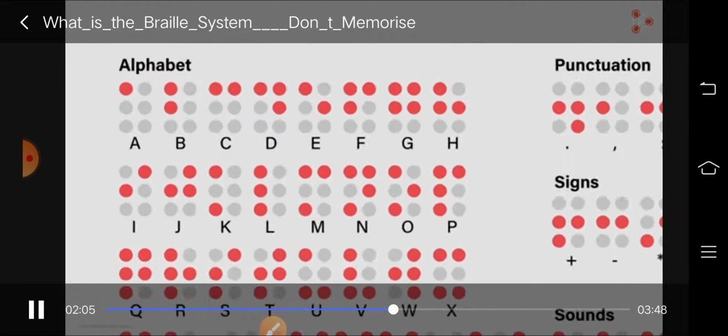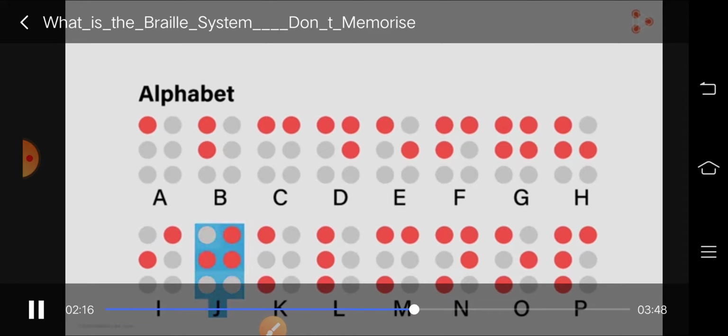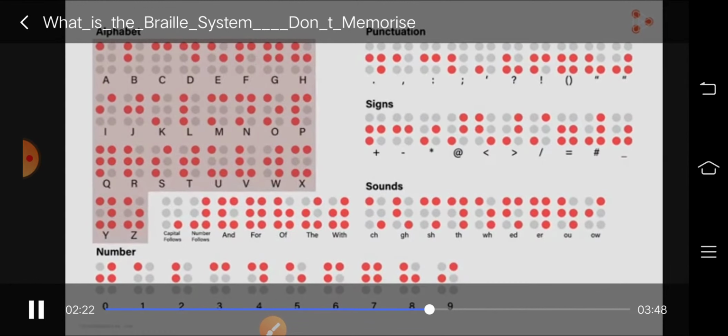For example, the letter A is represented by this cell. Only the first dot is raised in this case. Similarly, the letter J is represented by these 3 dots raised. The dots 2, 4 and 5 are raised. So this is the set of patterns we have for the English alphabet. 26 such patterns.